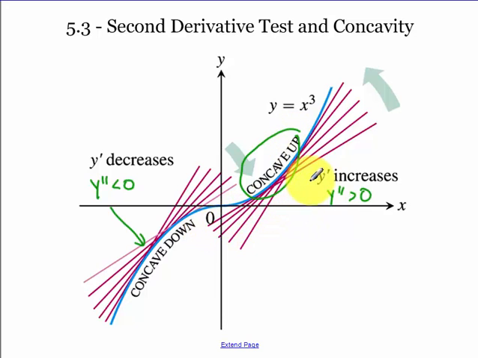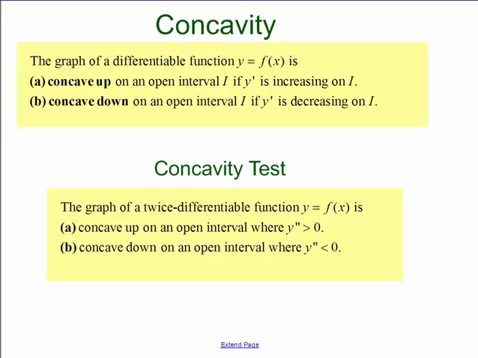Or the slopes of the tangent lines are increasing. So concavity: a graph is concave up if y prime is increasing, y double prime is greater than 0. We're concave down if y double prime is less than 0. Oh, that's what I have down here. Well, isn't that convenient? So really you just have to have the top written down.